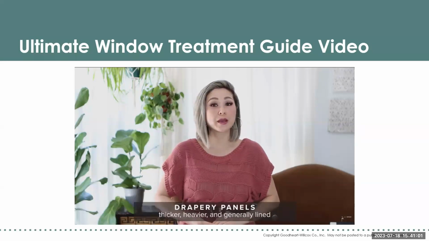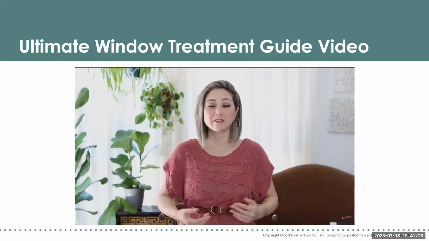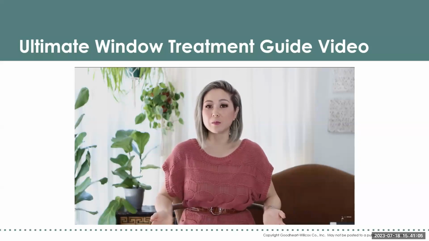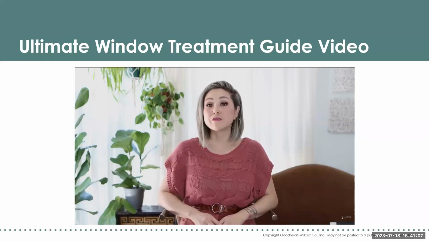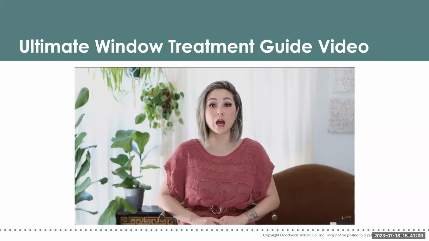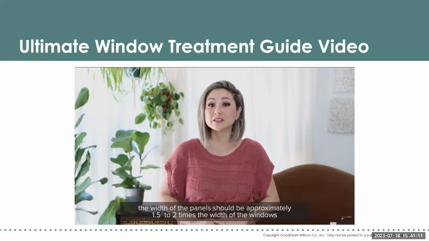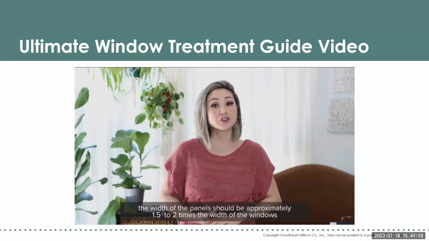But if you've heard drapery panels and curtains used interchangeably, that's totally okay. I mean, it's very common and people confuse them all the time. If you're specifying drapery panels and you want optimal fullness, the width of the panels should double the width of the windows. But if you're trying to save a little bit of money, have your fabricator make them 1.5 times the width of the windows instead.